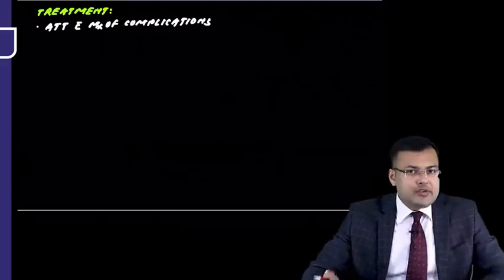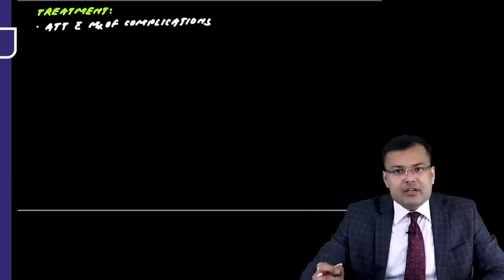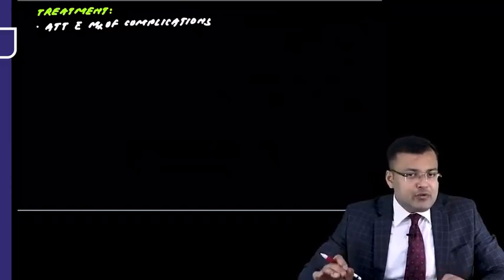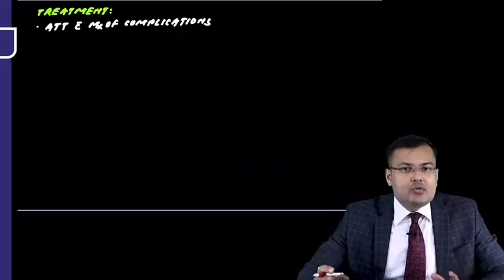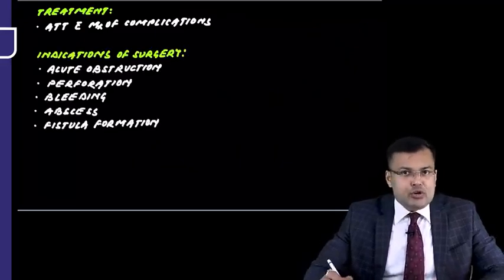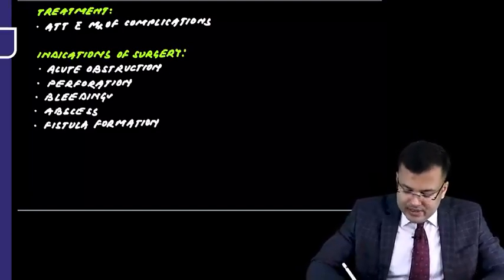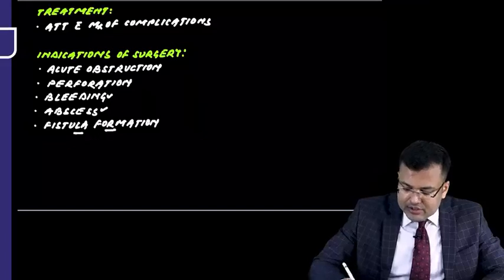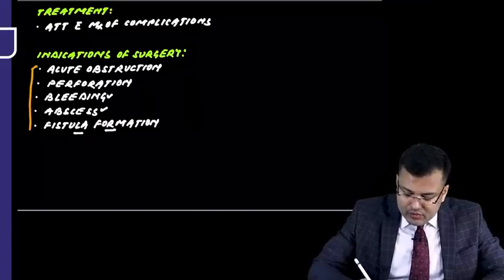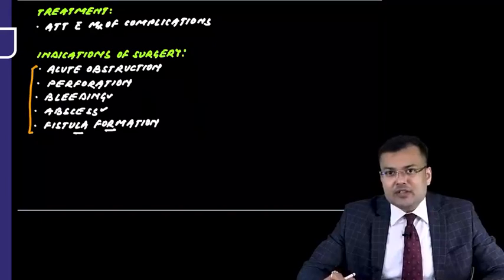In tuberculosis, what is the treatment? Obviously, it's ATT with management of complications. There are certain situations in which we have to go for surgery. So what are the indications of surgery in GI tuberculosis? In cases of acute obstruction, perforation, any patient in whom there is bleeding, abscess, or fistula formation, in all these cases we have to go for surgery in GI tuberculosis.